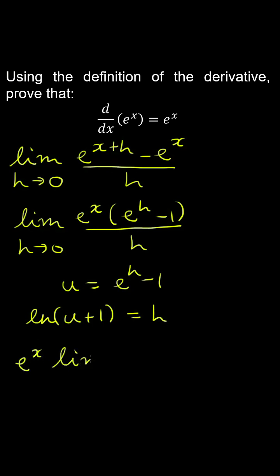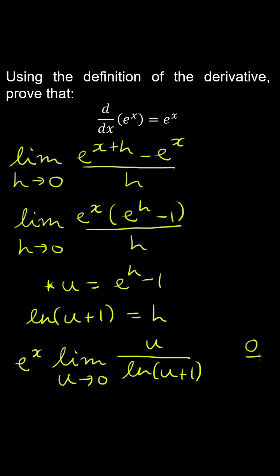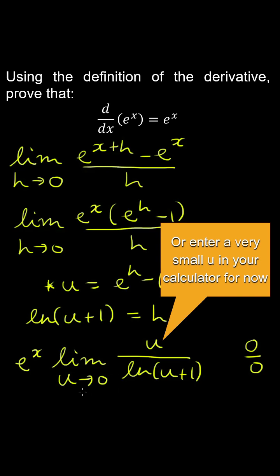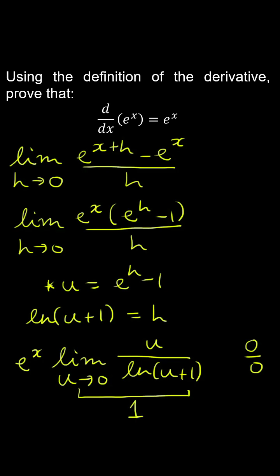And we have the limit as h approaches 0. So by this expression, when h goes to 0, u goes to 0. And then we have u in the numerator over h, which is the natural log of u plus 1. And we can see that this is the limit of 0 on 0. So we can use L'Hopital's rule to differentiate the numerator and denominator. And taking the limit, you can verify that this is equal to 1.